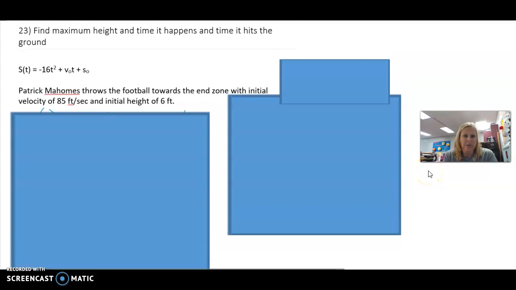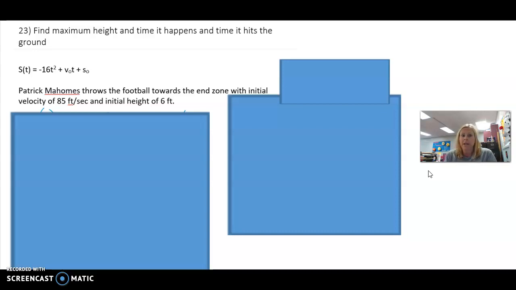All right, we've got a couple graphing calculator problems that we're going to look at here. Here's number 23 of all of our review problems. This is one of those vertical free fall motion problems. Let's find the maximum height and the time that it takes to happen and the time that it hits the ground.